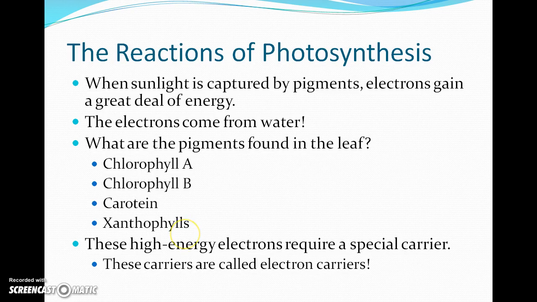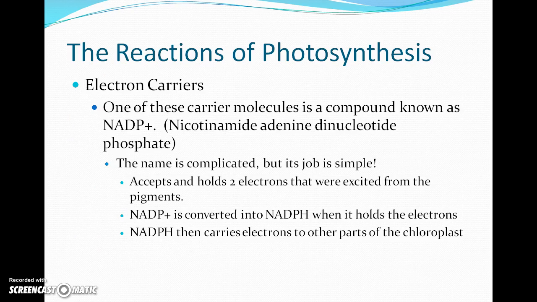There's going to need to be an electron carrier to carry all of these excited electrons. One of these is called NADP+. Here is the really long, fancy name. You don't need to know that. You need to know NADP+. What you need to know about NADP+ is that it holds 2 electrons. Okay? When it's holding 2 electrons, it actually converts into a different molecule called NADPH. This NADPH is what's going to take these electrons to a different part of the chloroplast to help photosynthesis proceed.